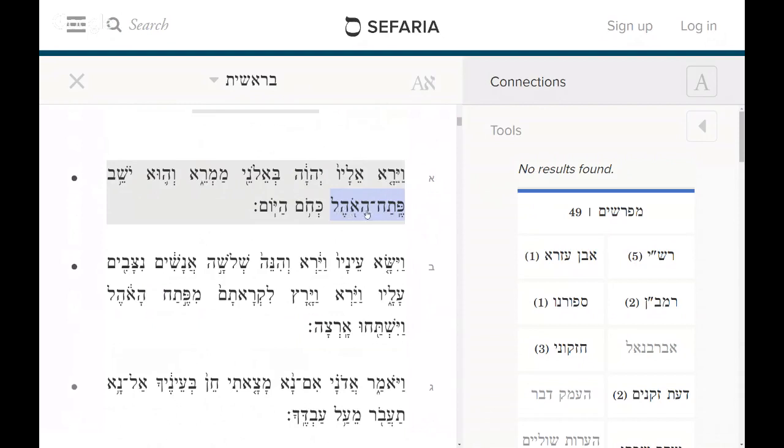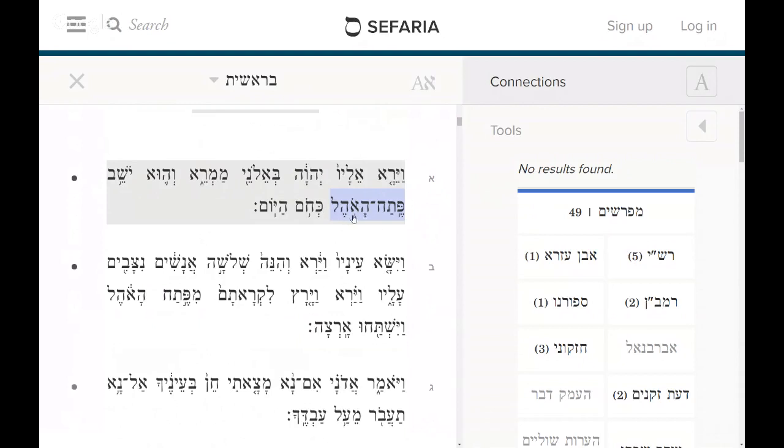And since this has a the, then this also has a the. And that's the way that the construct state works. So you wouldn't say ha petach ha-ohel. It's only the last word in the construct chain that would have the in it. So petach ha-ohel automatically means the doorway or the opening of the tent. Okay.